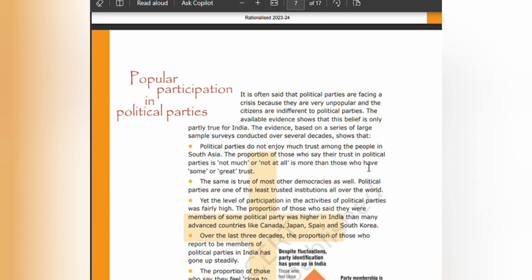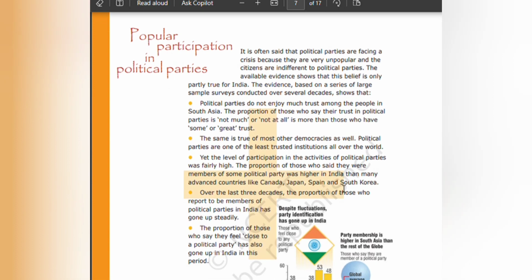The proportion of those who say their trust in political parties is not much or not at all is more than those who have some or great trust. The same is true for most other democracies as well. Political parties are one of the least trusted institutions all over the world.